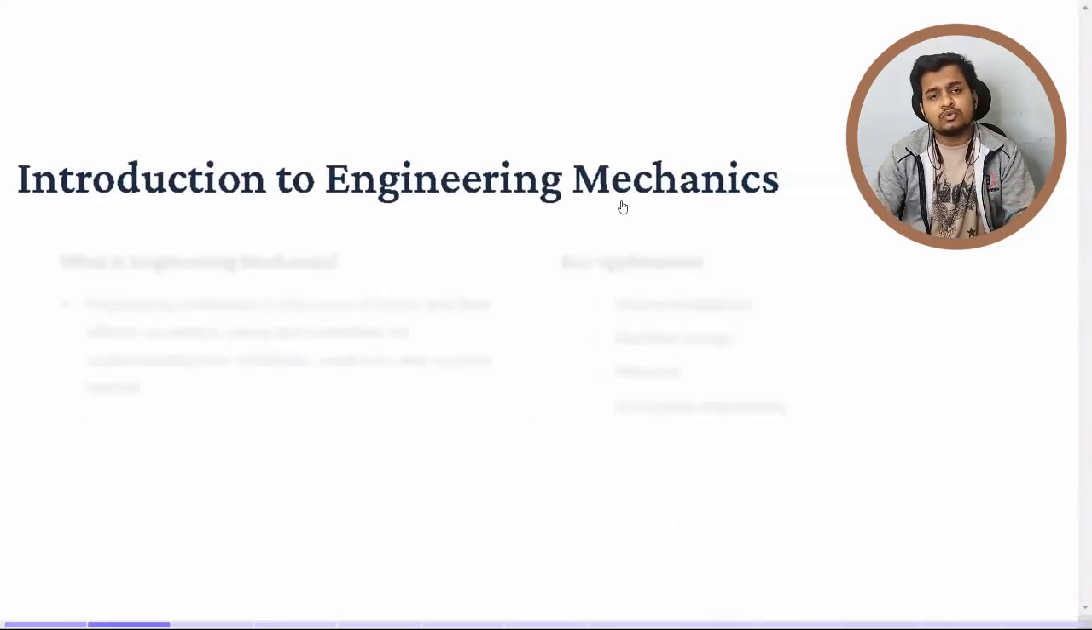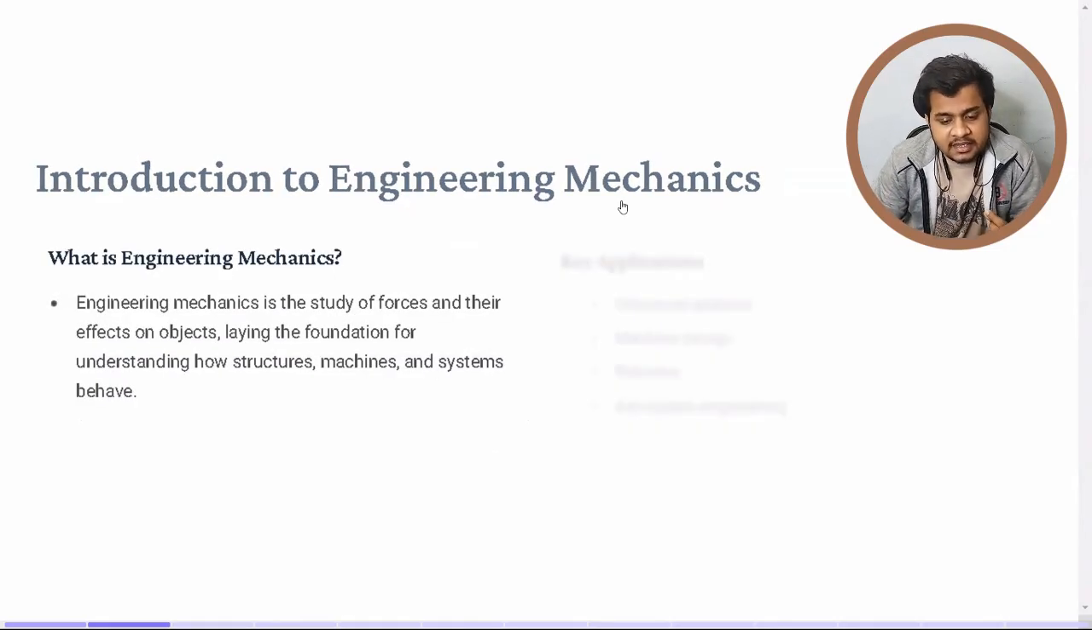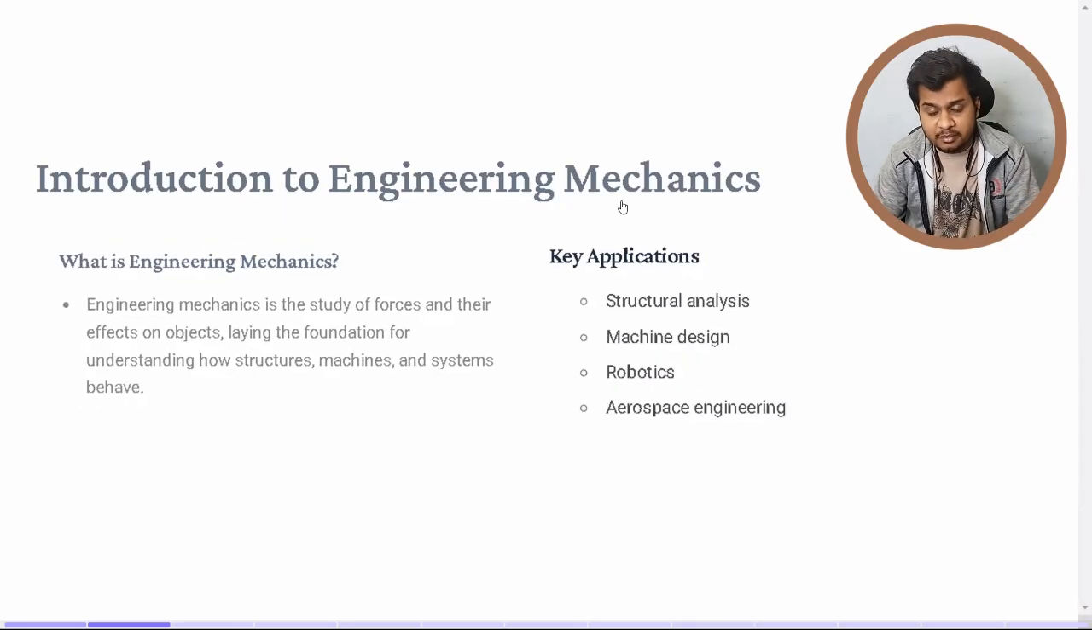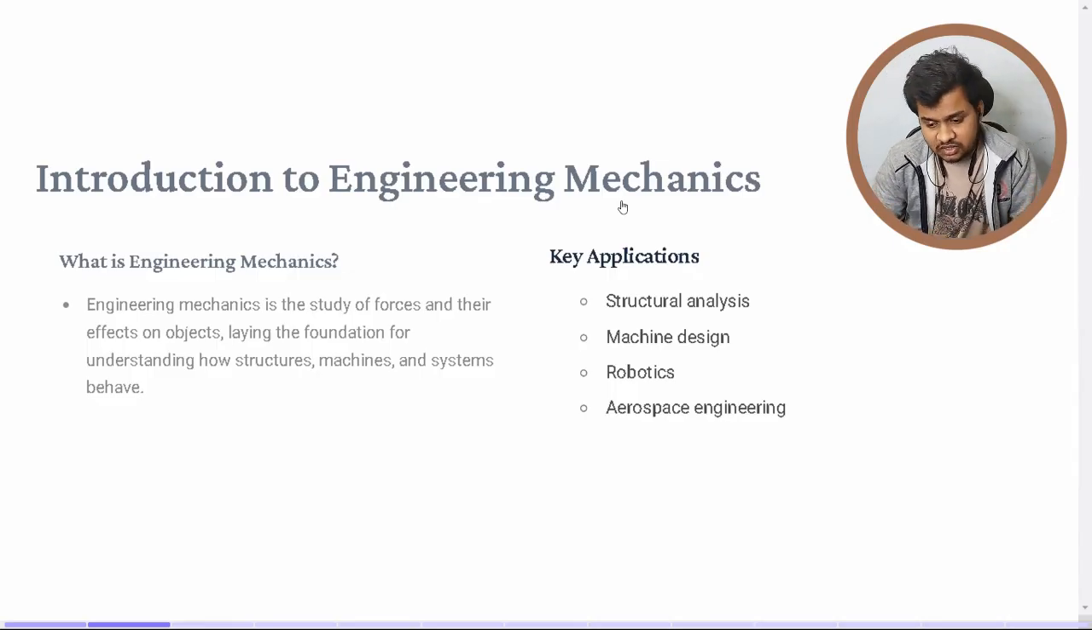The introduction to engineering mechanics. Engineering mechanics is the study of forces and their effects on objects, laying the foundation for understanding how structures, machines, and systems behave. The key applications of engineering mechanics are structural analysis, machine design, robotics, and aerospace engineering. These are the four key applications of engineering mechanics.